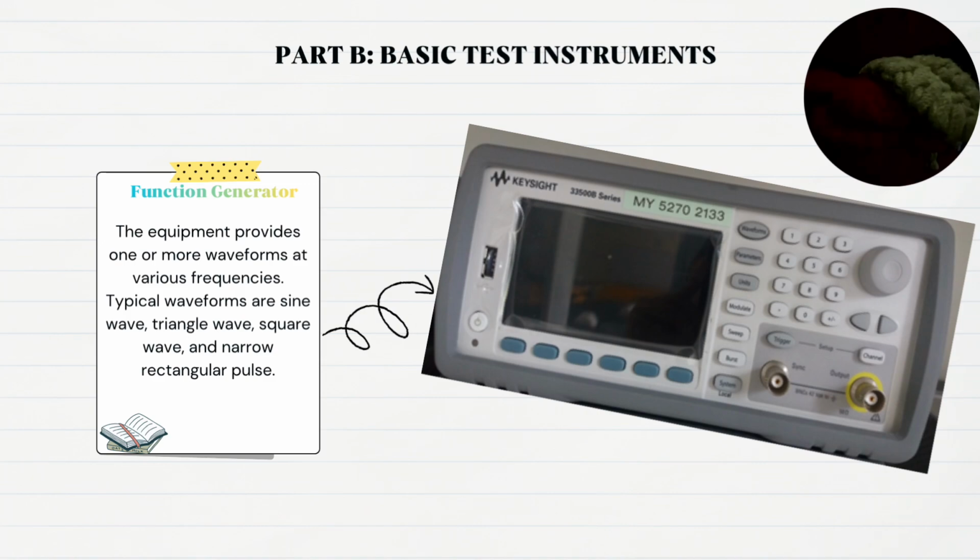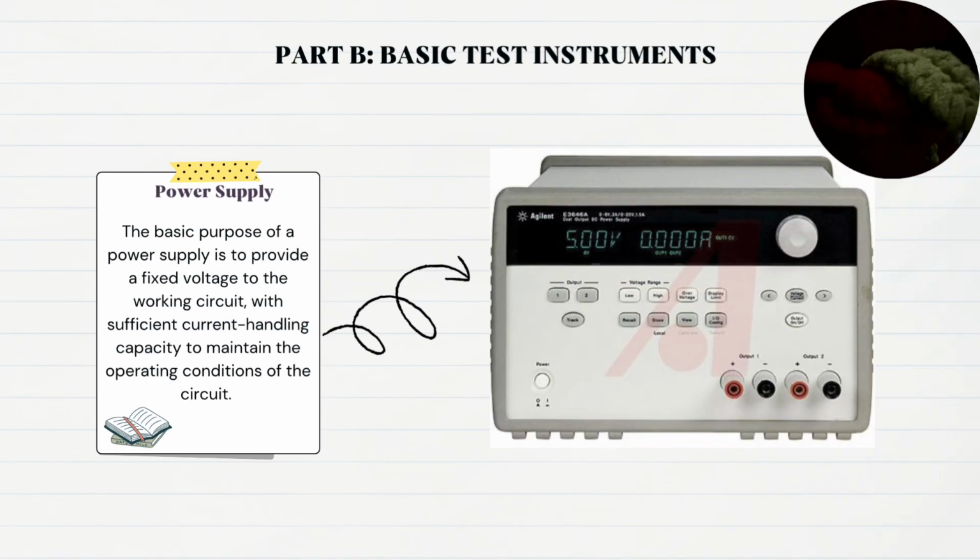The third instrument is function generator. The equipment provides one or more waveforms at various frequencies. Typical waveforms are sine wave, triangle wave, square wave, and narrow rectangular pulse. And the last instrument is power supply. The basic purpose of a power supply is to provide a fixed voltage to the working circuit with sufficient current handling capacity to maintain the operating conditions of the circuit.